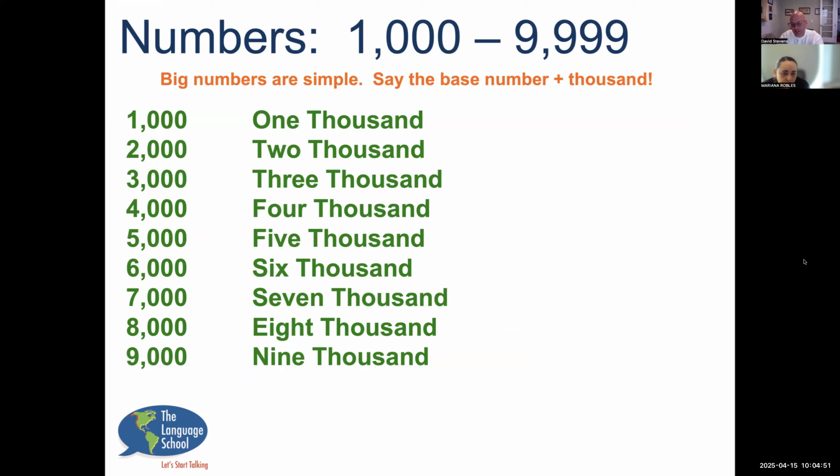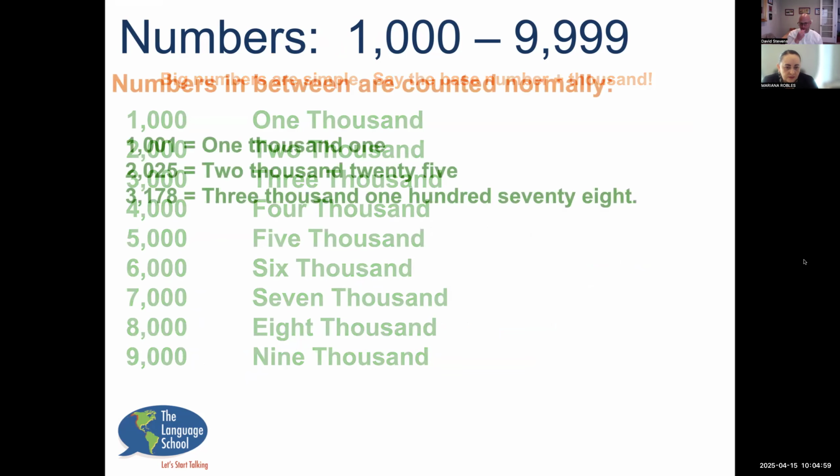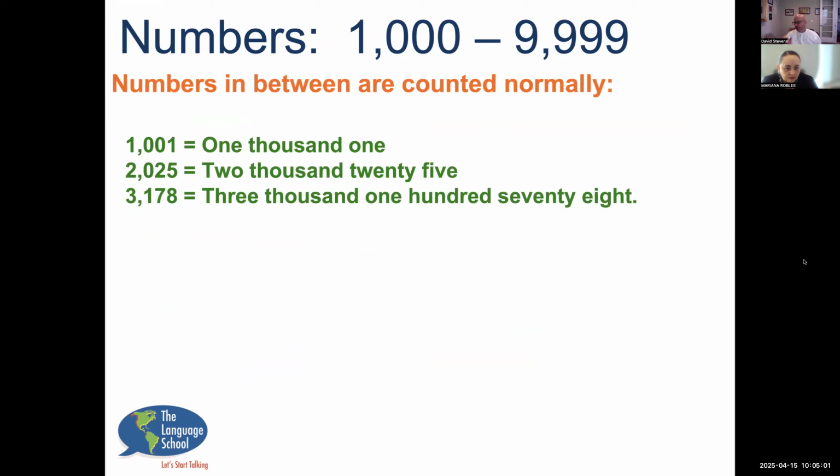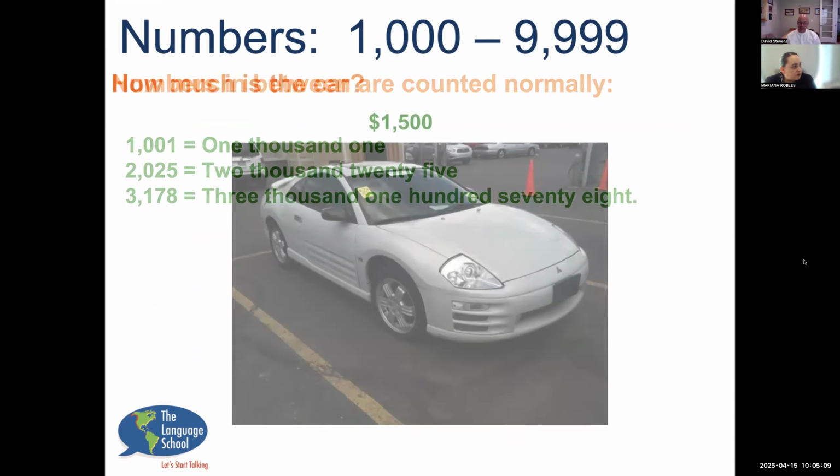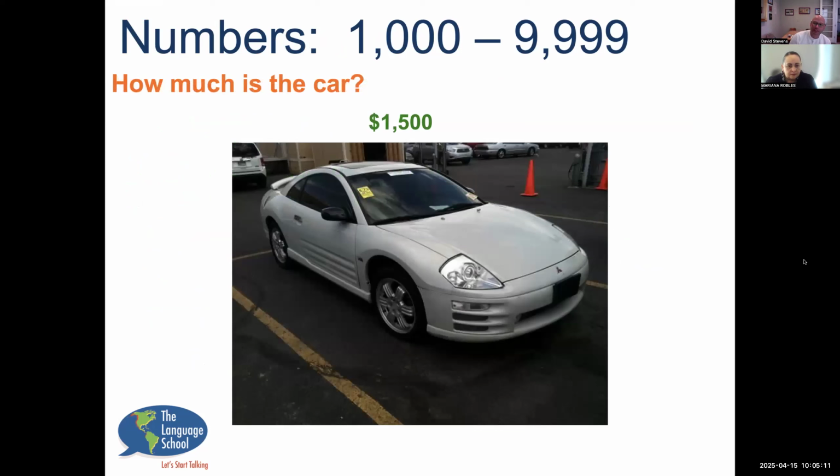All right, let's go with our big numbers in English. Big numbers are simple because you just add thousands, right? 1,000, 2,000, 3,000, etc. In between, you just count normally. 1,001, 1,002, 1,003, 1,025, 3,178. So let's practice with these numbers here, Maria.